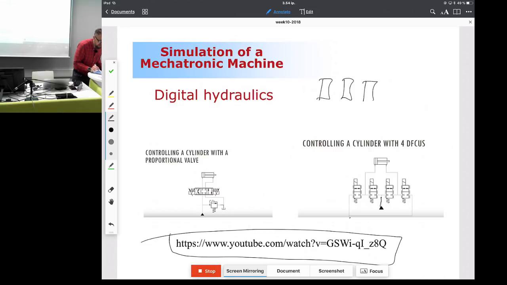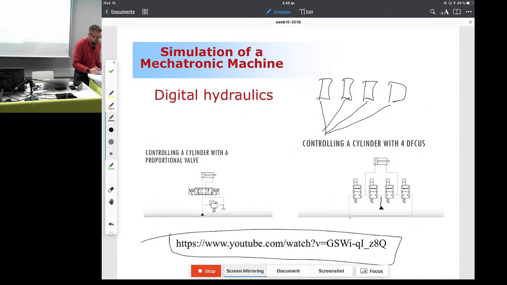So if these are the poppet valves, the pressure source is divided to these 4 different places. They can be either closed or open. The digital comes from the fact of black and white, closed or open. And now you can have these in different sizes.